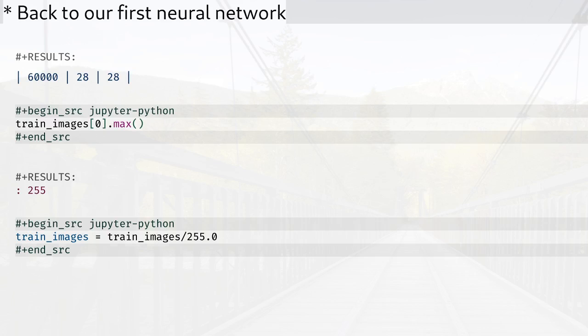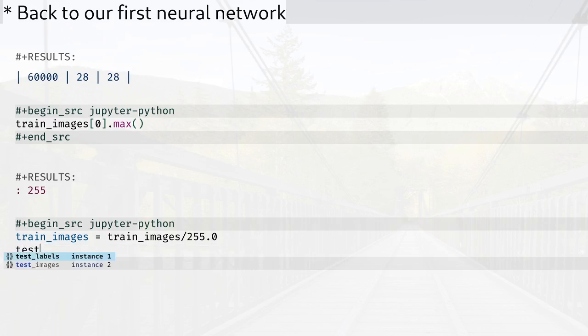255.0, and we're going to do the same with the test images. So test images equals test images divided by 255. I'm going to run this. Now when we look at the max value of train images, it's 1. So now I've normalized the inputs, and they're going to be between 0 and 1, so that usually helps the optimizers work faster and give us the results sooner.